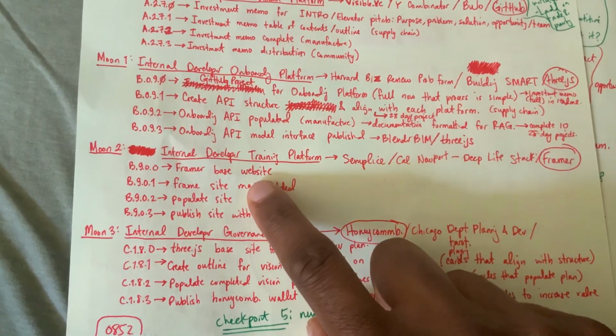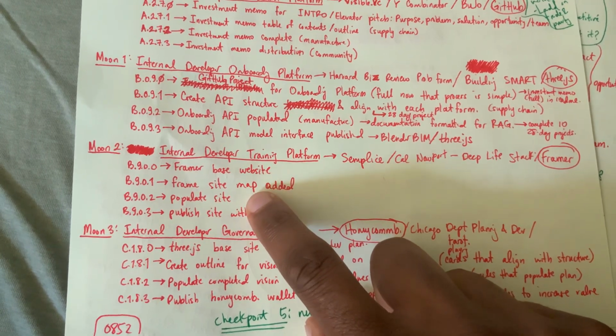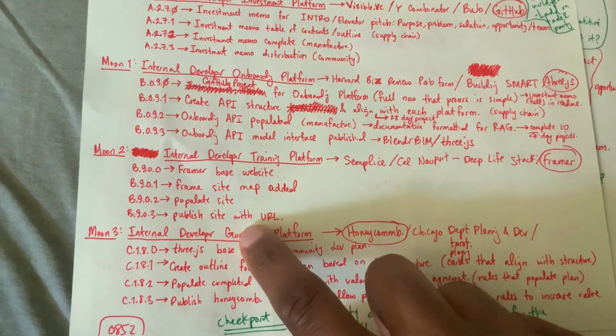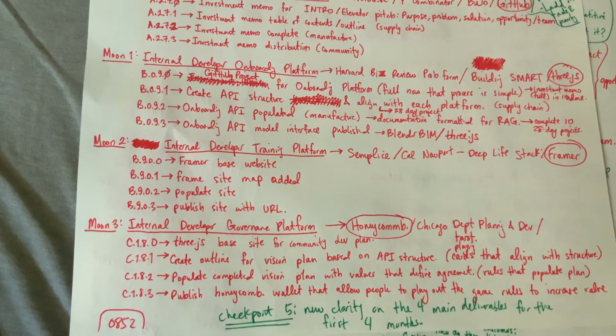So step 1 is to create the base of the website. Step 2 is to create the sitemaps. Step 3 is to populate the site. Step 4 is to publish the URL.